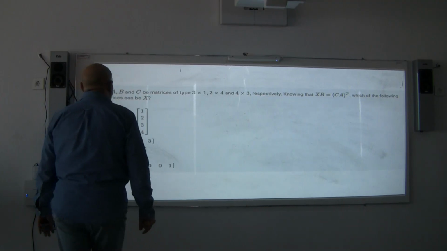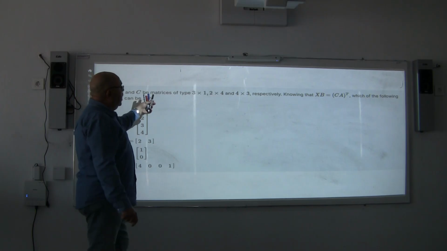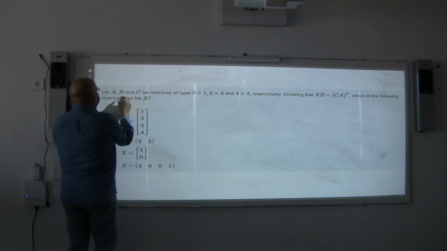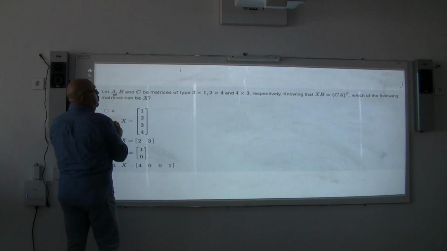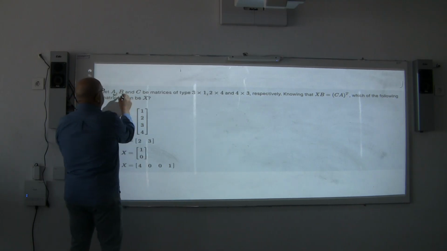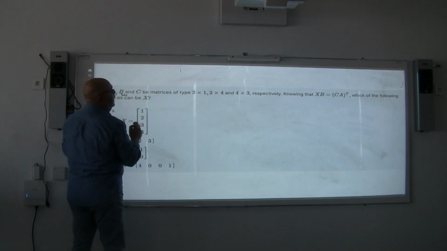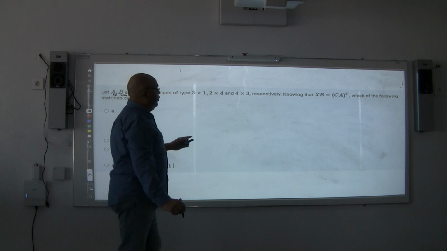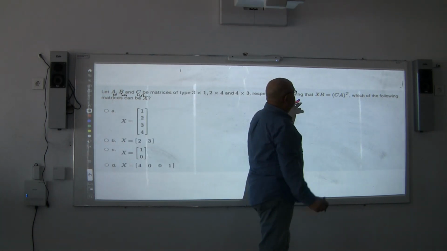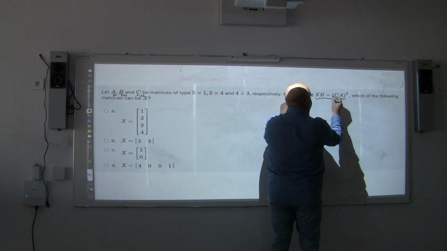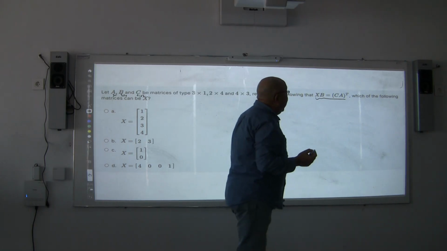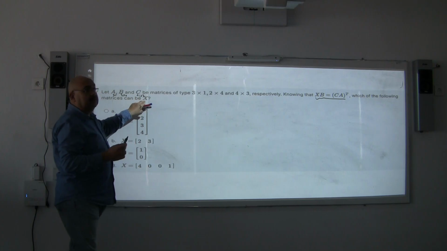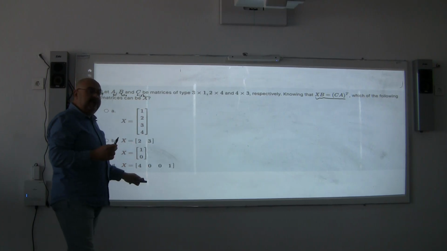They are stating that you have A, B, C, and these are matrices of the dimensions: matrix A is 3 by 1, matrix B is 2 by 4, matrix C is 4 by 3, respectively. Knowing that XB equals C A transpose, which of the following matrices can be X? Which one of them is going to be X?